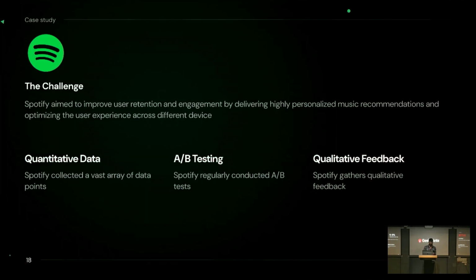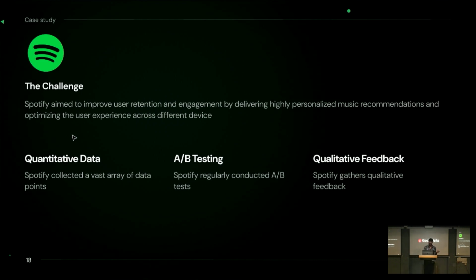So we can move to the next case study, which is Spotify. The challenge: this is about Spotify's Discover Weekly. I think a lot of people here use Spotify, so they would know what Discover Weekly is. For people who don't know, Discover Weekly is basically a playlist which gives you recommendations of the music that you listen to, very curated, especially for you.